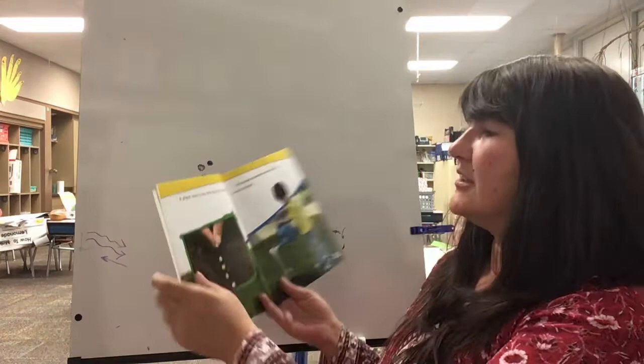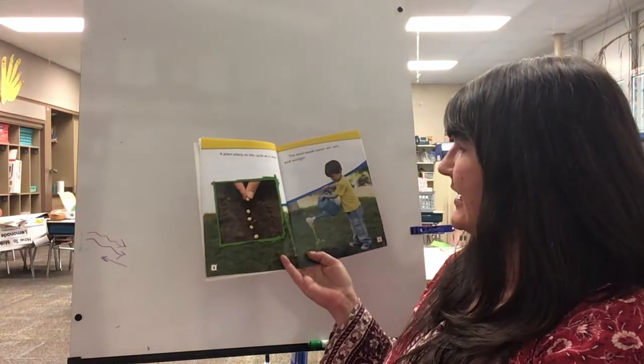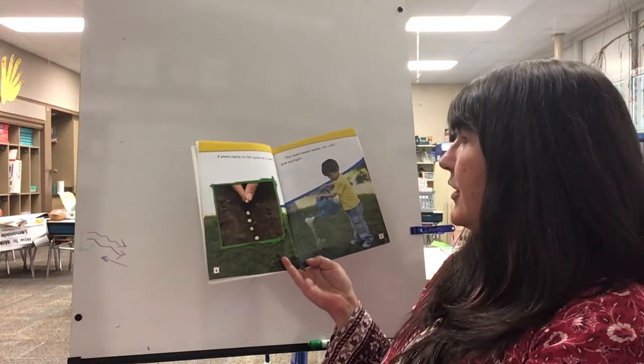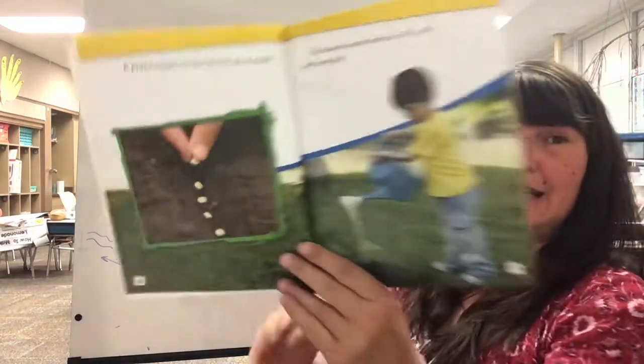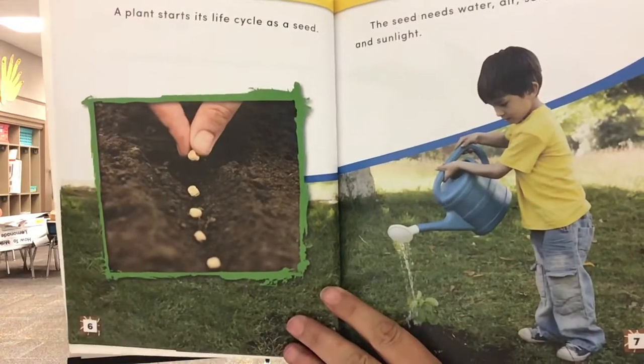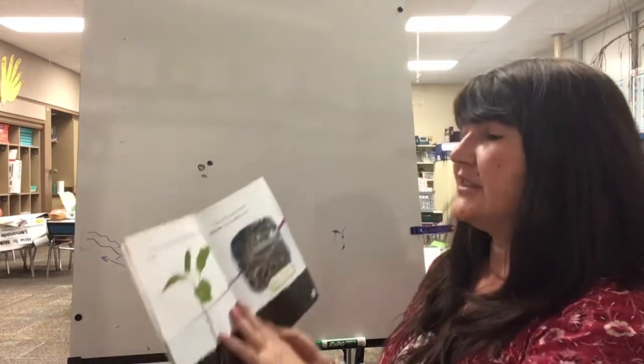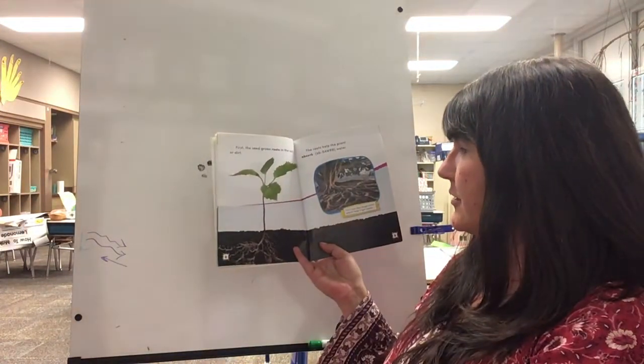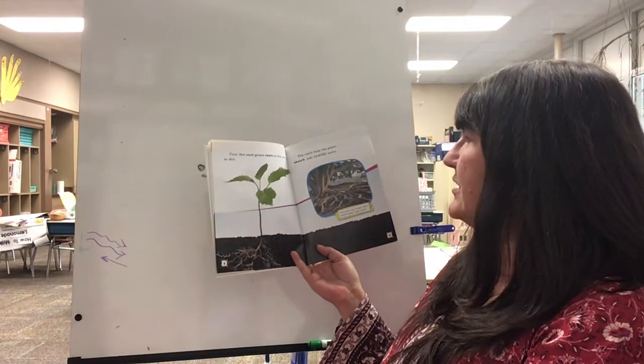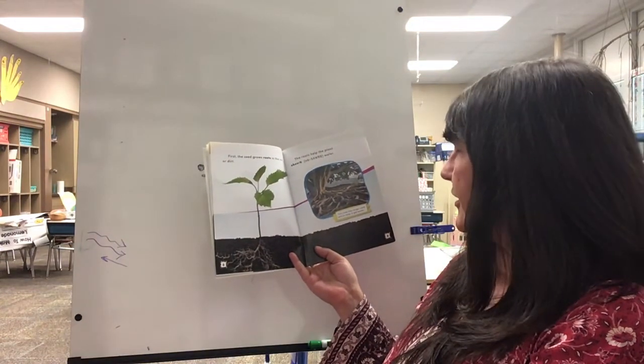A plant starts its life cycle as a seed. The seed needs water, air, soil, and sunlight. First, the seed grows roots in the soil or dirt. The roots help the plant absorb water.